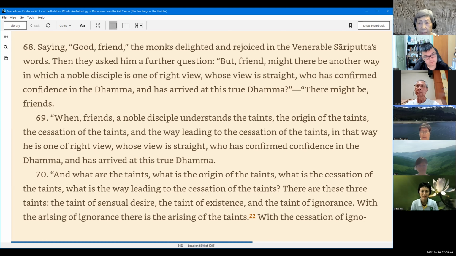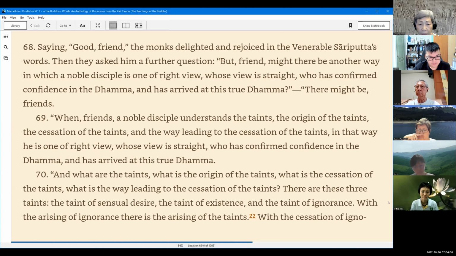"But, friend, might there be another way in which a noble disciple is one of right view, whose view is straight, who has confirmed confidence in the Dharma, and has arrived at this true Dharma?" "There might be, friends. When, friends, a noble disciple understands the taints, the origin of the taints, the cessation of the taints, and the way leading to the cessation of the taints, in that way, he is one of right view, whose view is straight, who has confirmed confidence in the Dharma, and has arrived at this true Dharma."